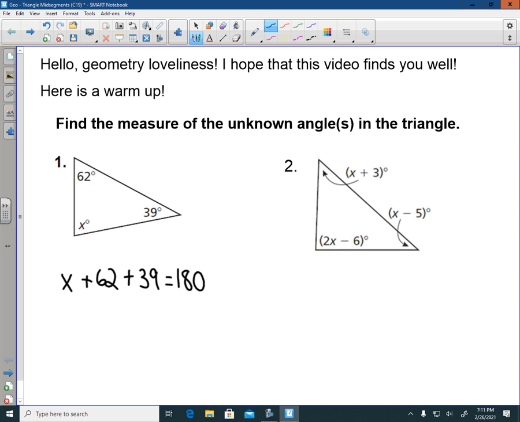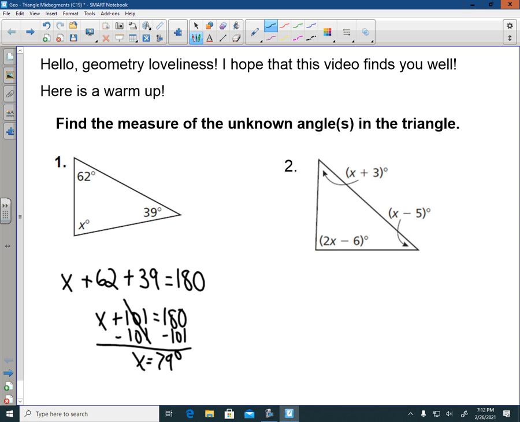And so now we can solve this equation. And by the way, you're going to get the same answer as if you took 180 and subtracted 62 and subtracted 39. But writing the equation out builds good habits. So let's combine like terms. 62 plus 39 is 101. So x plus 101 equals 180. And then subtracting 101 from both sides gives us x equals 180 minus 101, which is 79 degrees. Done.